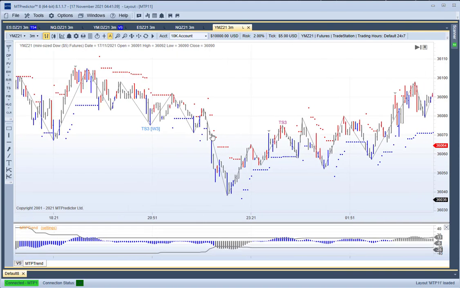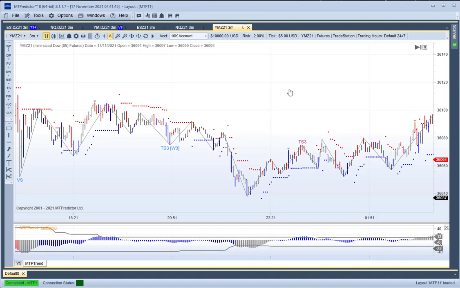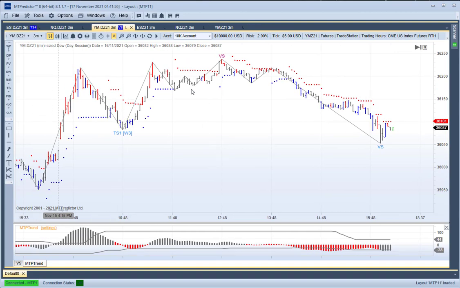Right, I want to go back to yesterday. This is the YM on a 3-minute chart using our 24/7 session template, and I want to have a look at this VS sell yesterday that unfolded during the normal regular trading hours. In fact, if I go to a day session chart, there it is for yesterday, you can see the VS sell caught the high of the day nicely.